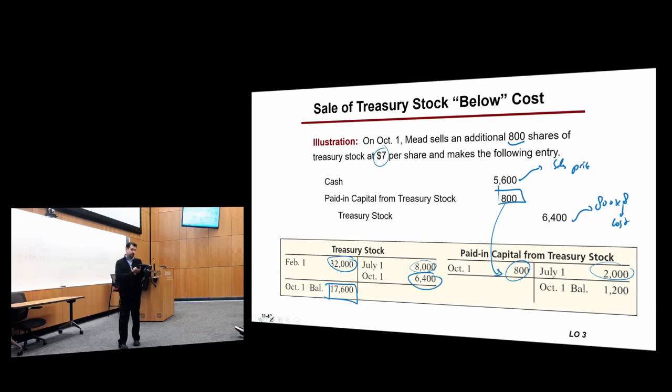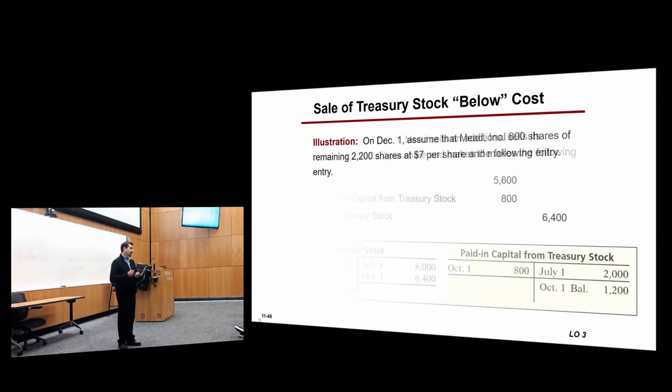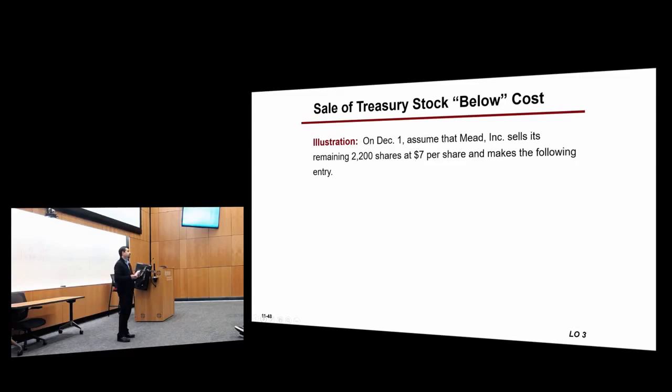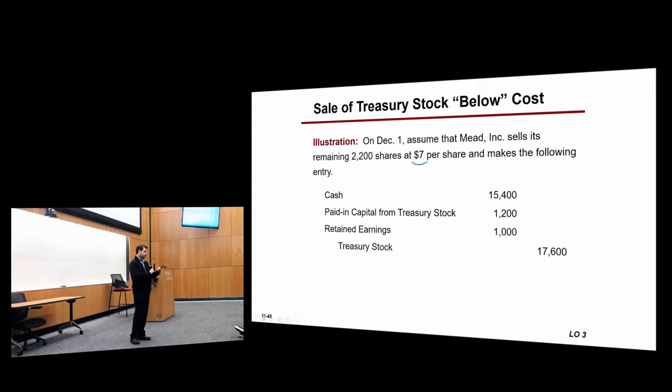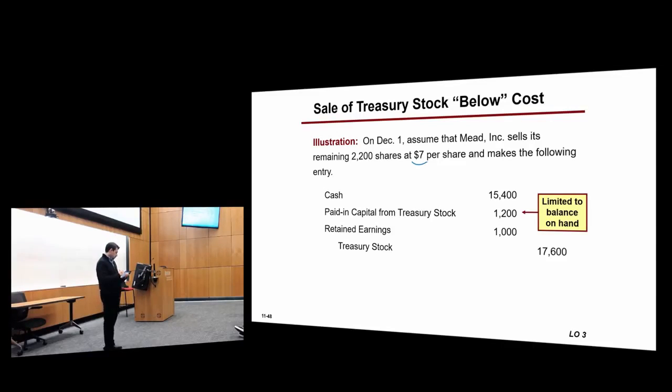Let's say that the company again sells the remaining 2,200 shares at $7 per share. Is it below cost or above cost? Below cost, right? Remember, cash will be based on the sale. So cash will be debited 2,200 multiplied by 7. Paid-in capital would be debited 1,200. 17,600 will be credited to treasury stock.